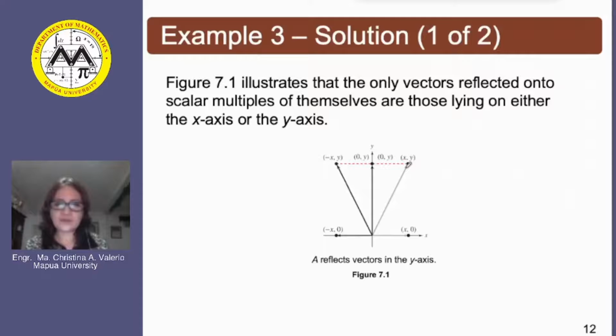Now let's see the second slide. We're given the vector with components x, y, and the multiplication of this vector by the matrix produces another vector with the first component being negative x and the same y. So the geometric interpretation is just a reflection of this vector with respect to the y-axis. So A simply reflects vectors in the y-axis.